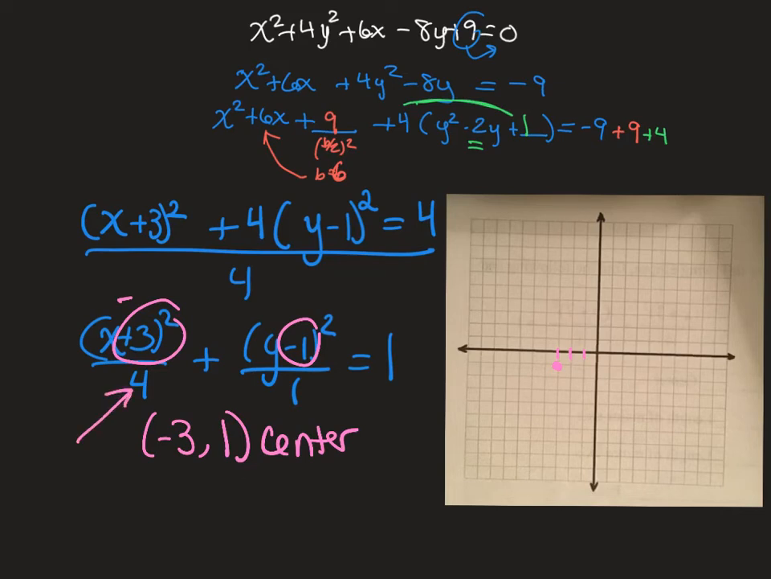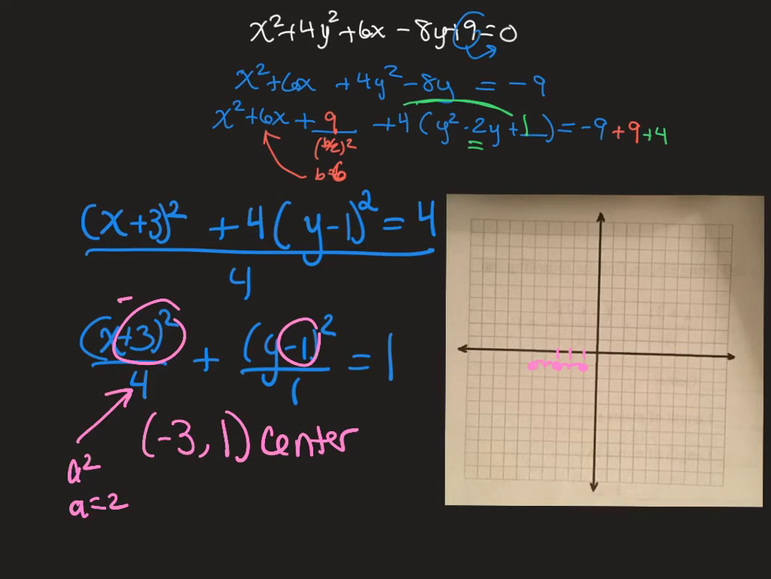This right here was my bigger number, so this must be my a squared. So when I square root that, a must equal 2. So from your center, you're going to go sideways 2 dots. 1, 2, that's going to be a vertex, and then 1, 2, vertex.